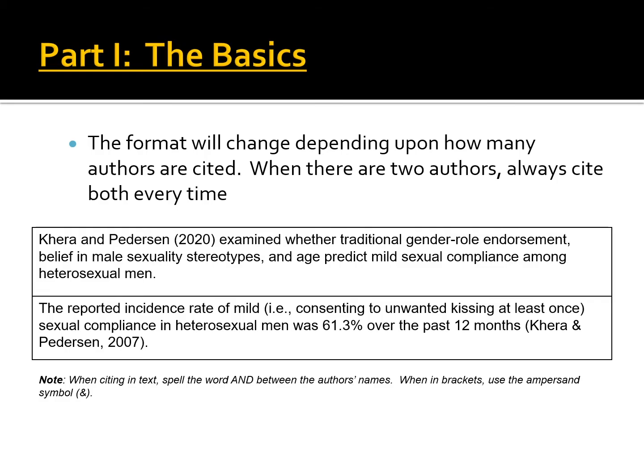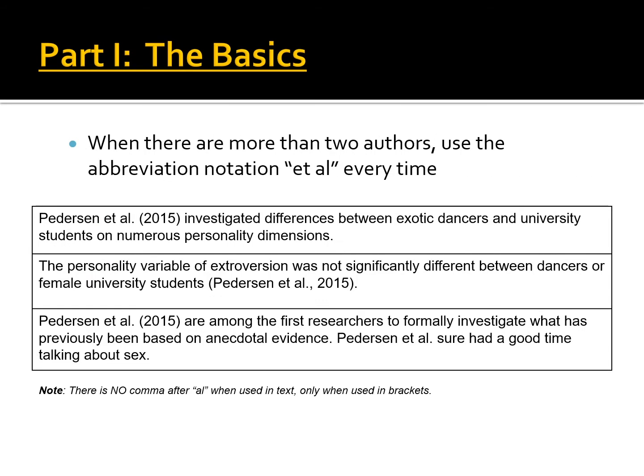So take note, when you are citing in text, you spell the word "and" between the authors' names, as we can see up here. When you are citing in brackets, you use what is known as the ampersand symbol, as you can see here. That is always the case.